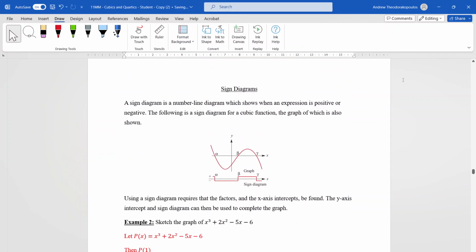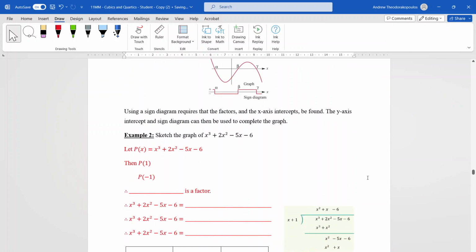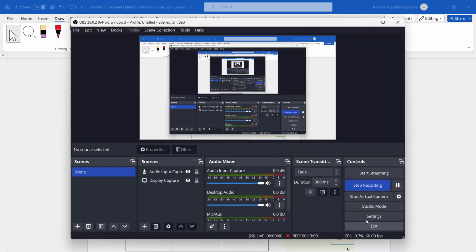So a sign diagram is very similar to what we just did. It's figuring out whether it's above or below the x-axis, or whether y is greater than 0 or y is less than 0. But using a sign diagram requires that we find the x-axis intercepts.